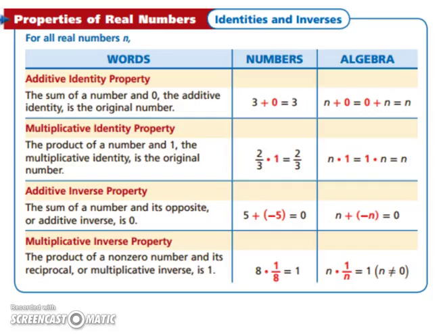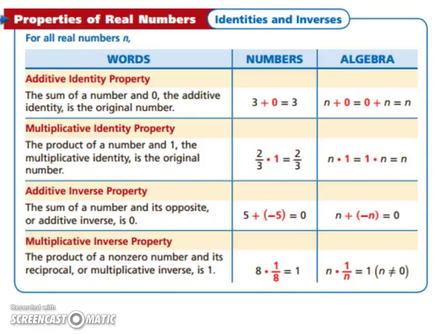These are identities and inverses. The additive identity property: the sum of a number and zero is the original number. So like 3 plus 0 is 3, or n plus 0 is n.